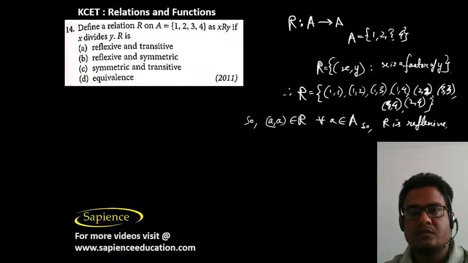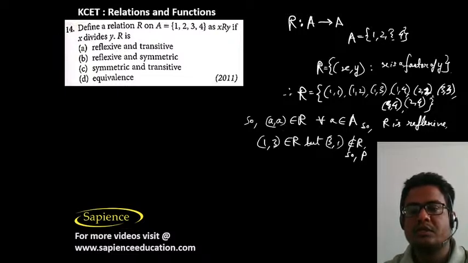Now we have to check whether R is symmetric. Here (1,2) is there, but (2,1) is not. (1,3) belongs to the relation R, but (3,1) does not belong. So the relation R is not symmetric.